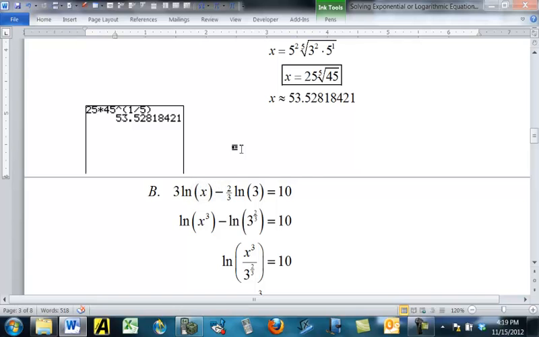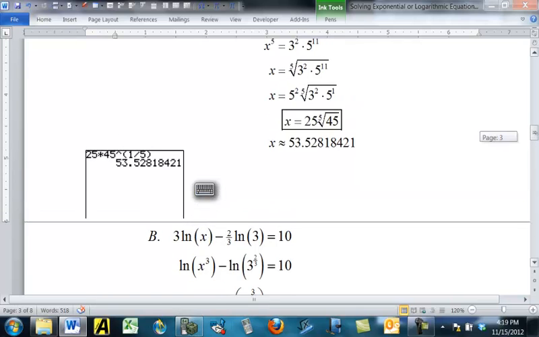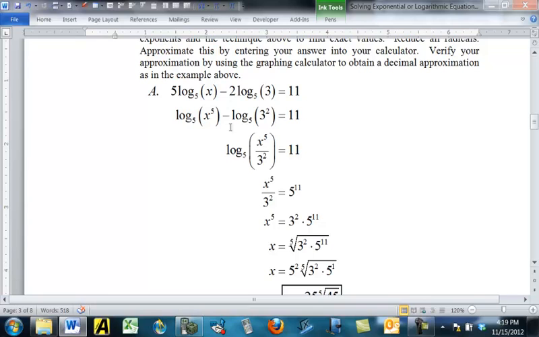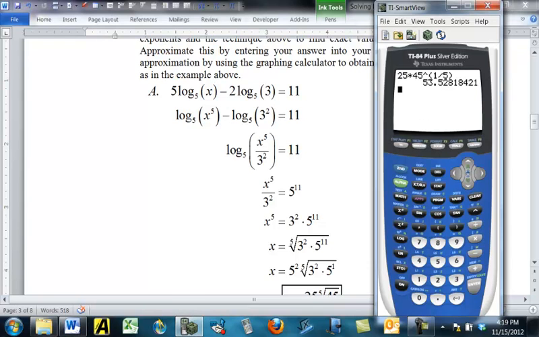Now, what if we were just to do it by hand? I mean, not by hand, but by the calculator. Well, we need to put this in our calculator. And it's 5 times log base 5 of x. Well, log base 5 of x is ln of x divided by ln of 5, minus 2 times ln of 3 divided by ln of 5, which is log base 5 of 3. And then we're going to go ahead and subtract 11.